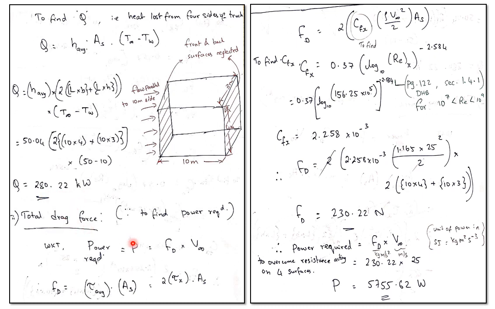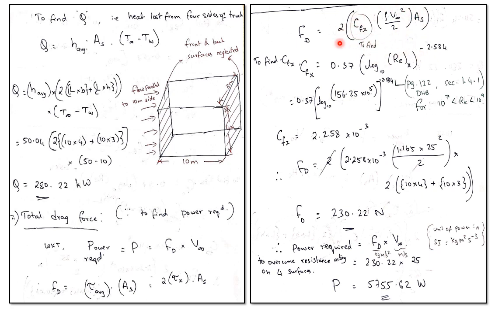Next, the total drag force. We know the power is equal to F_d into V infinity. So initially find the value of F_d. How to find F_d? Tau average into A_s. So what is tau average? It is 2 times tau x. Tau x you will get from the data handbook. So this is the formula: tau x can be replaced with C_fx into rho V infinity squared by 2. This is the formula you get from the data handbook, page number 121, and the third column gives the notations.